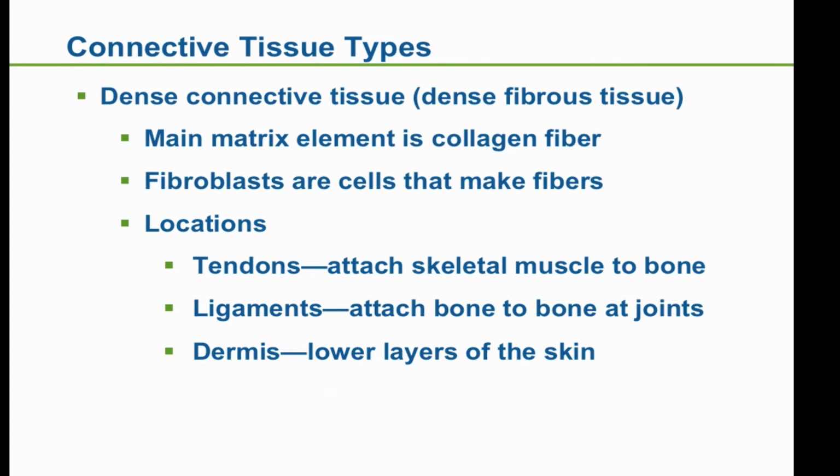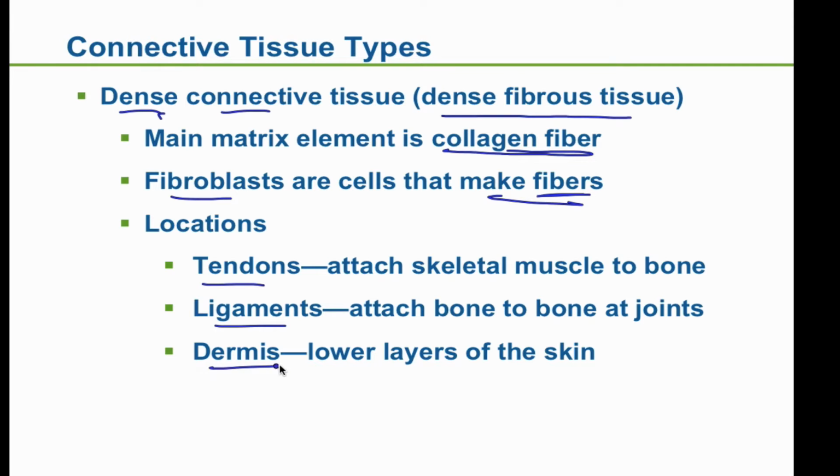All right. Next up, we have the dense connective tissue. Dense connective tissue is also known as the dense fibrous tissue, so if you see those you can use them interchangeably. The main matrix element is going to be collagen. Fibroblasts are the cells that make the fibers. And dense connective tissue is located in tendons, ligaments, and the dermis.